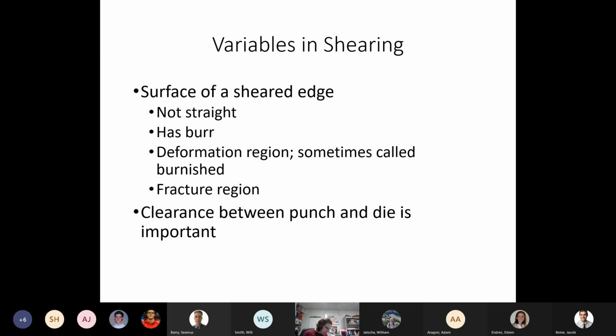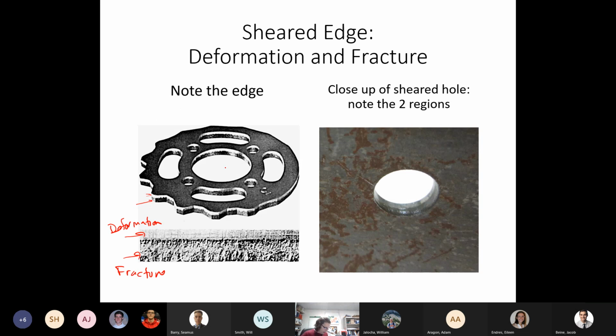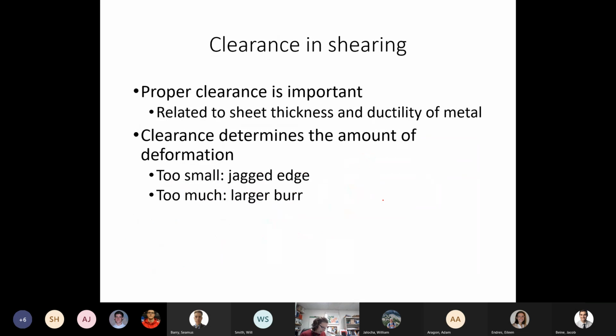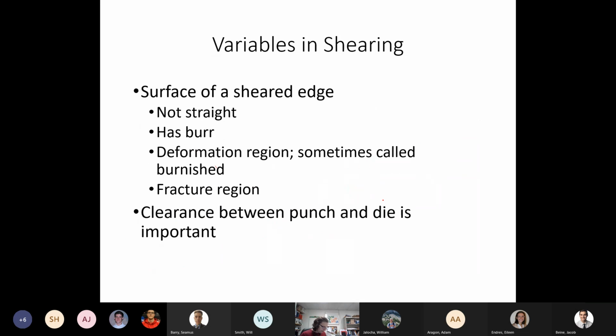The deformation region and fracture region, sometimes we call the deformation region the burnished region. So if we, again, go back and look at this diagram, the break region is the fracture and the burnished is really the deformation. I like to say deformation and fracture because that's actually what's going on in the material.